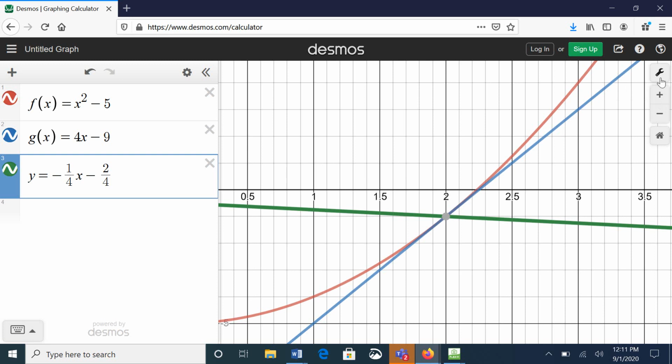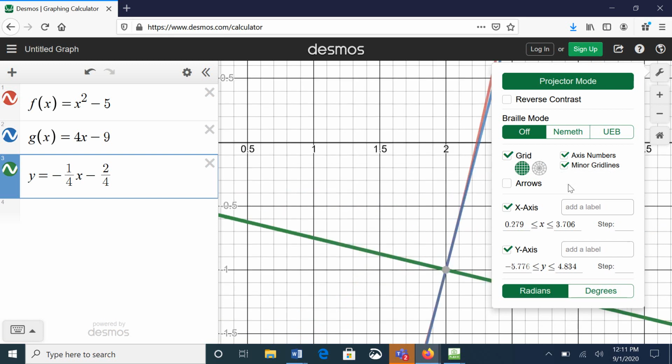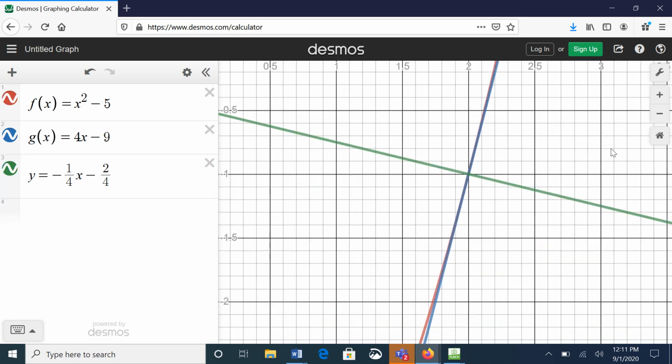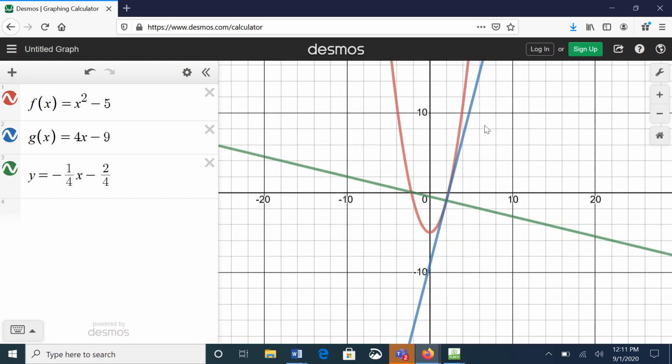Oh, I know why it doesn't look like it's good, because our axes are not square. There we go. If we were square, there we have it. That's in red is our original function, the blue is the tangent, and the green is our normal line.